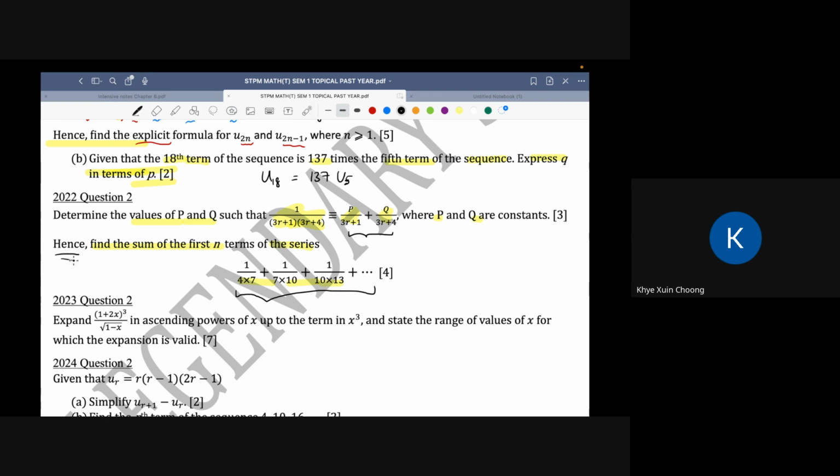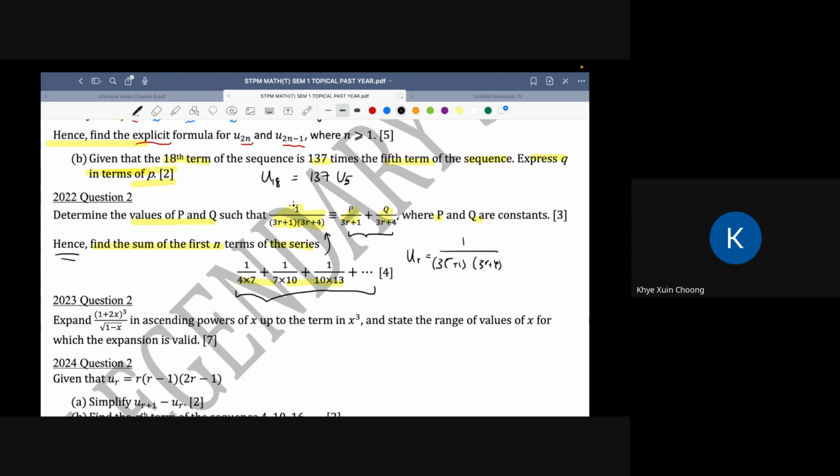It says hence, right? Hence it means related to the things before. So over here, one of the terms should be equivalent to this formula. So you write the formula for this. Should be, u r equals 1 over 3r plus 1, 3r plus 4. So when you sub r equals 1, you will get 4. r equals 1, you will get 7. So you actually get the same thing as this.